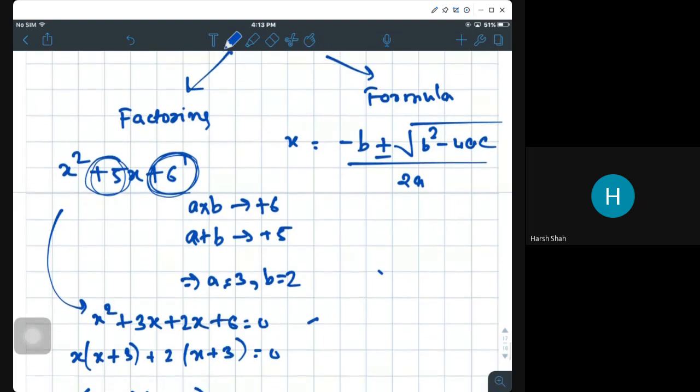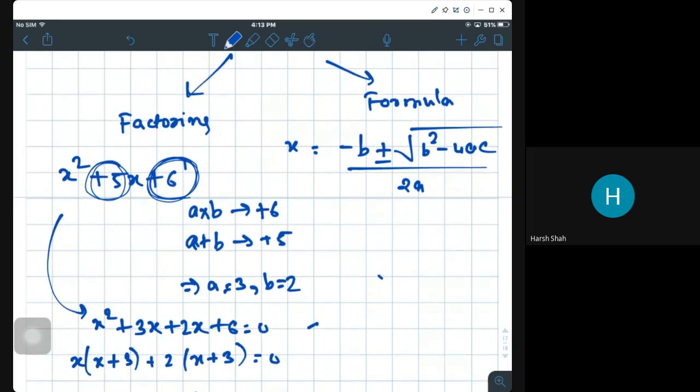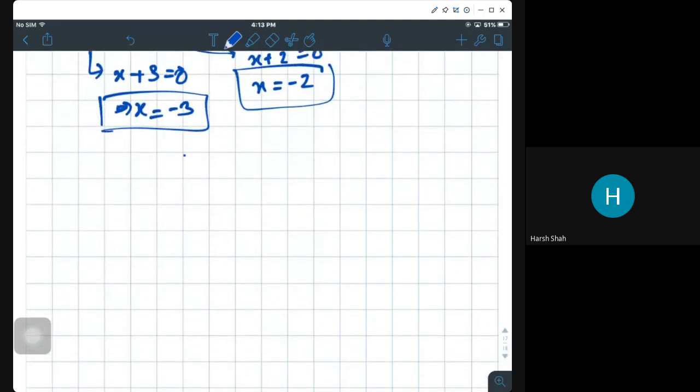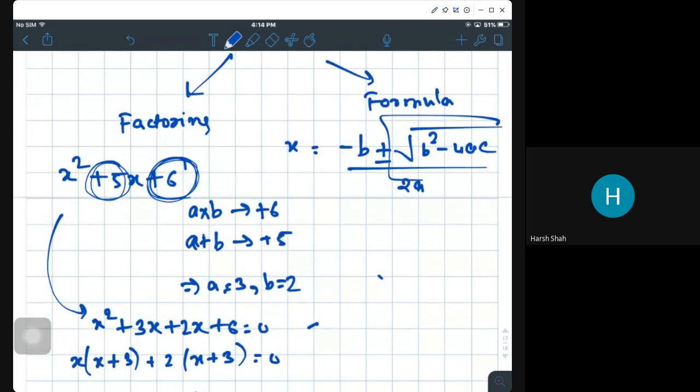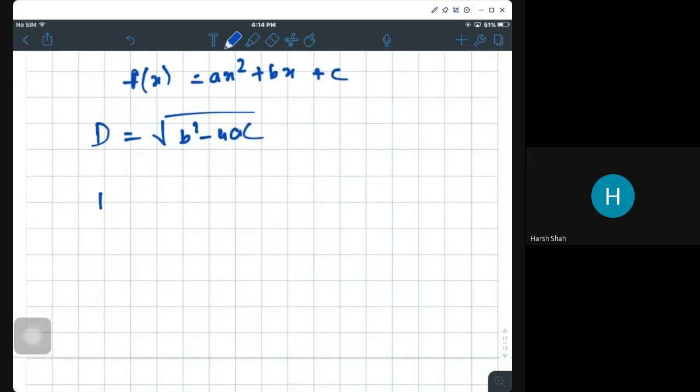Now if you want to find whether the equation has a root, if you want to find whether your function f(x) equal to x squared plus bx plus c has a root, we check the value of the discriminant, which is equal to root of b square minus 4ac. This term right here tells you whether you have a root or not. If your d is greater than 0, you have two real roots.